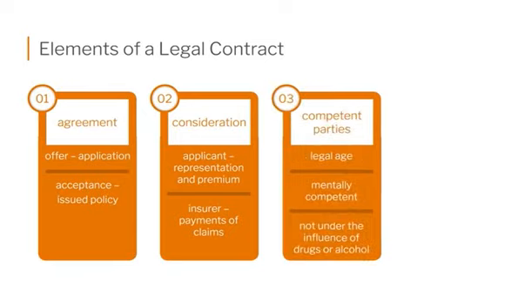The third part, competent parties, has to do with whether or not anybody who's entering into the contract is under the influence of drugs or alcohol. If that's the case, if your proposed insured sits down and you can tell they've been drinking, you should not be taking an application. They're under the influence and they might not be making proper decisions for themselves. So you, as well as the person that you're taking the application from, must be not under the influence of any type of narcotic or alcohol.